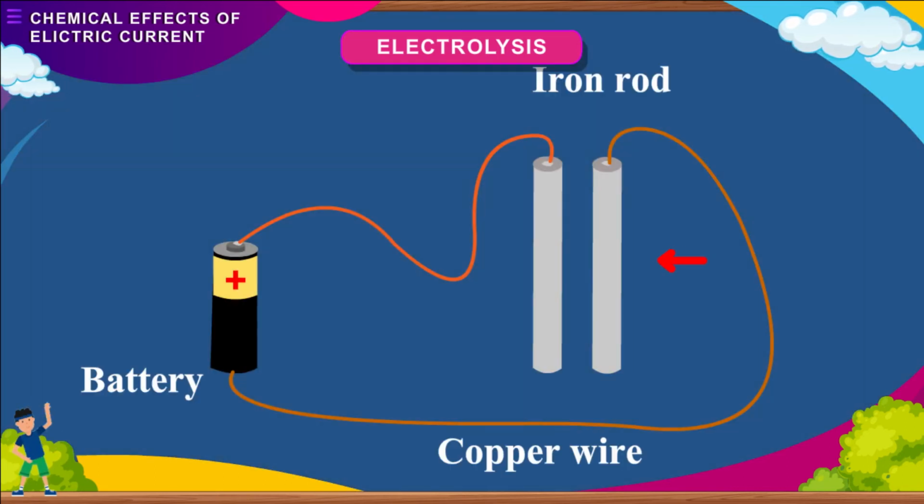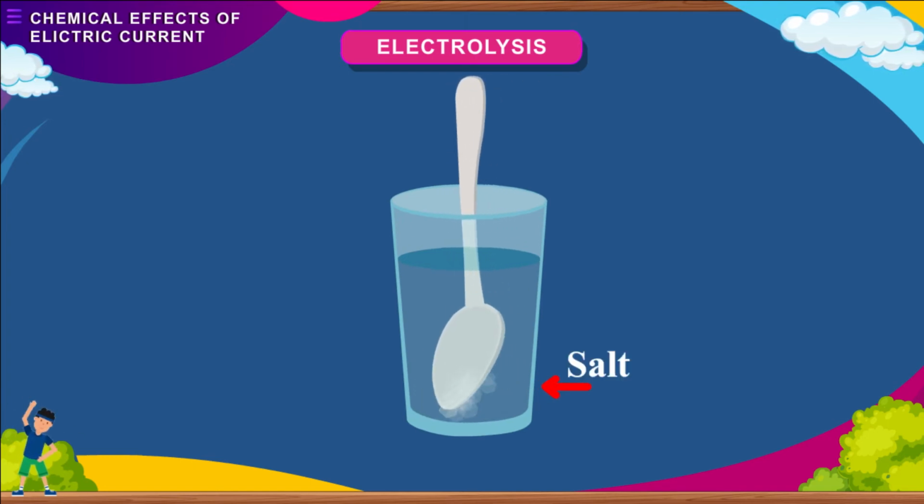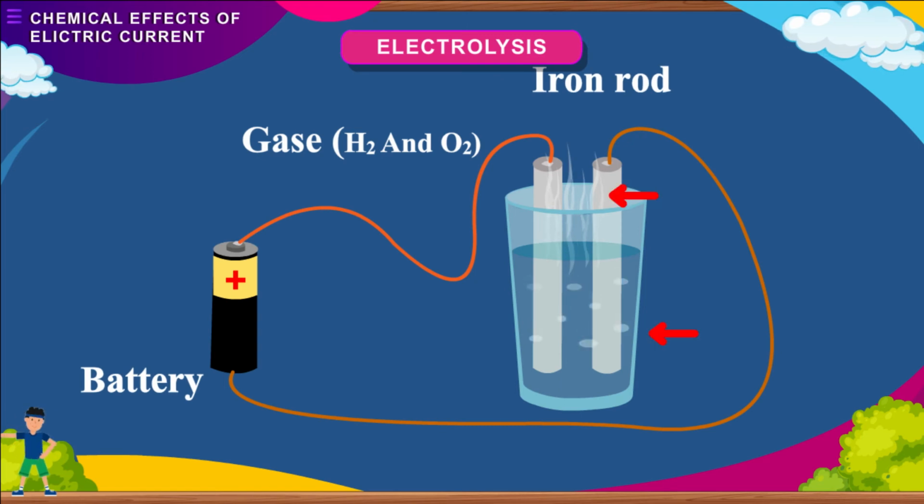Take 2 iron nails and wrap 1 or 2 rounds of copper wire around them and connect the other ends of the wires to the 2 terminals of an electric battery. Take water in a beaker and add a little salt or a few drops of sulfuric acid to it to make it conducting. Immerse the nails in the solution, which will now behave as electrodes. You will find small bubbles of gases coming out from the water near the nails.